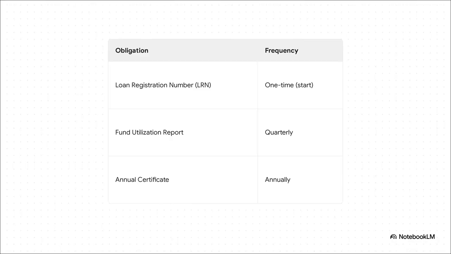And this diligence is an ongoing commitment. You can't just set it and forget it. It all kicks off with getting a unique loan registration number, or LRN. From that moment on, you are on a very strict reporting schedule. You've got quarterly updates on how the funds are being used, and you have to file an annual compliance certificate. Missing any one of these deadlines puts your entire loan at risk.